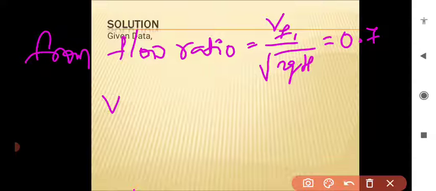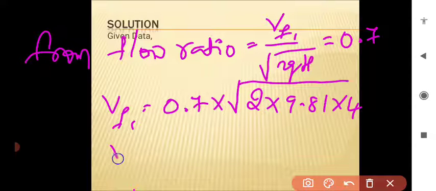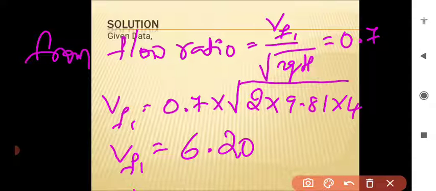So Vf1 is equal to 0.7 into under root 2 into g is equal to 9.81 and h is equal to 4. If you calculate it, you will get the Vf1 value. Here what is the value you got? 6.20 meter per second.